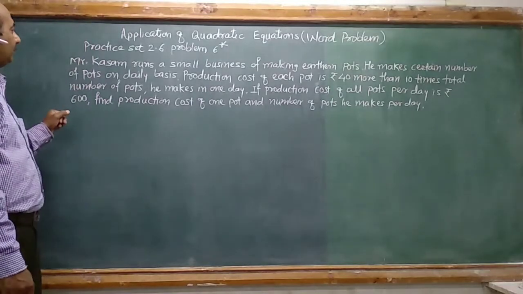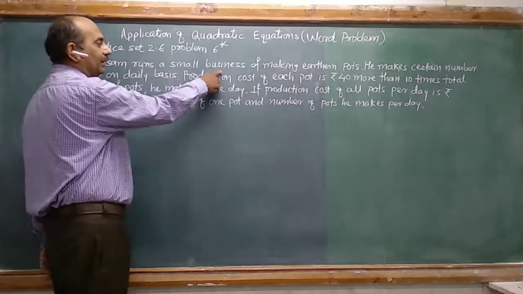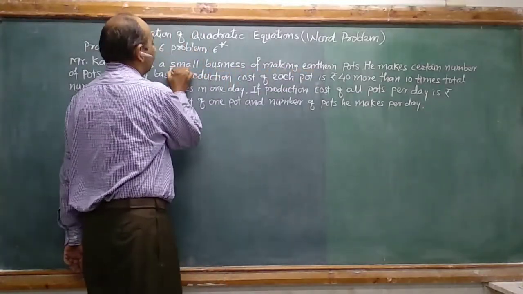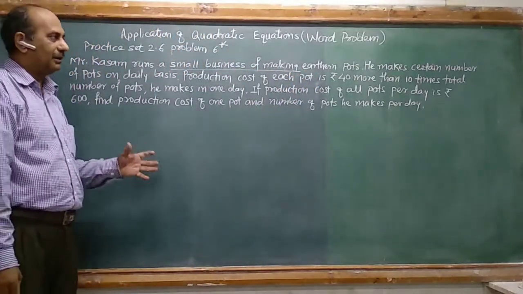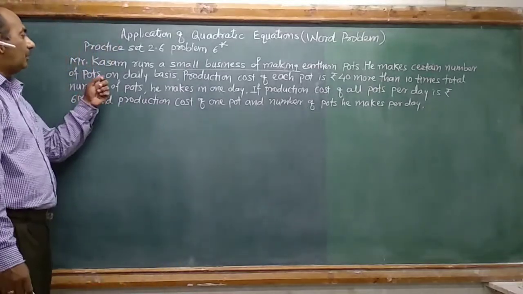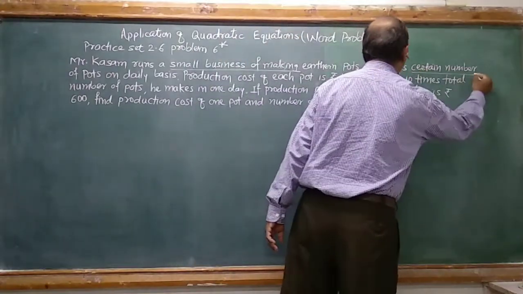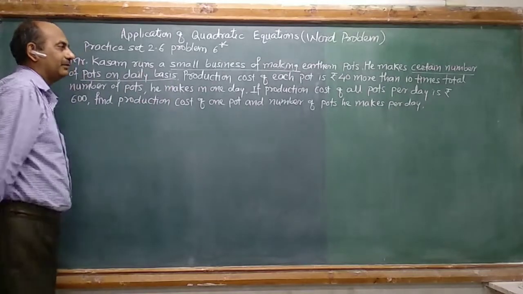So the problem is, Mr. Kasam runs a small business of making earthen pots. So here, a small business. What is the business? Making earthen pots. He makes a certain number of pots on a daily basis.